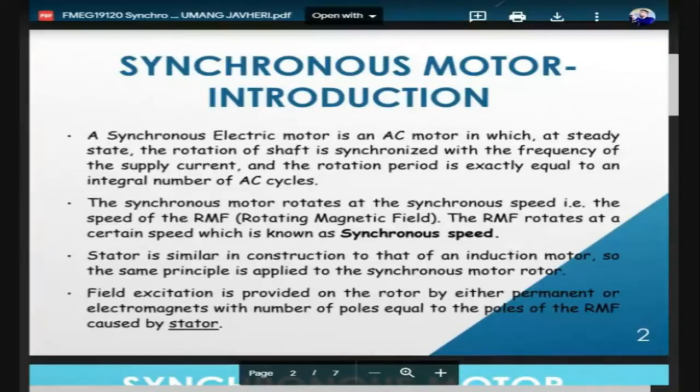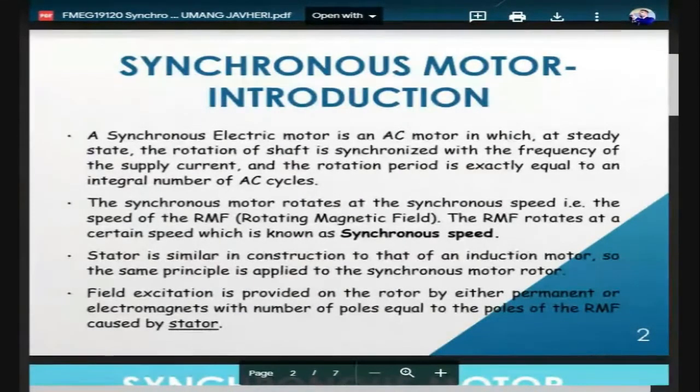There are two main important parts of a three-phase induction motor, which are called the stator and rotor. The stator is stationary and has a stator winding, which is a three-phase winding. The three-phase winding is supplied with a three-phase supply and produces a rotating magnetic field.